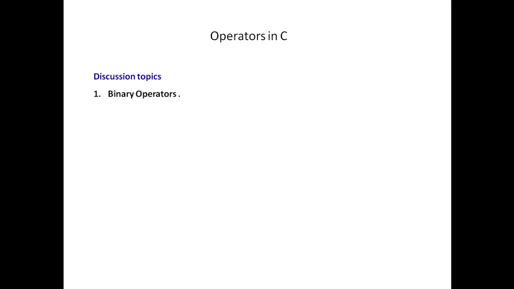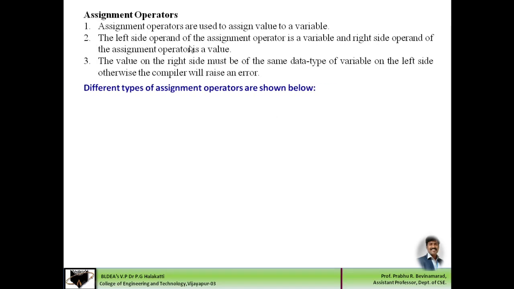In this video, I'm going to discuss binary operators, within that assignment operators and other special operators. Let us first discuss what is meant by assignment operators. Assignment operators are used to assign a value to a variable. The left side operand of the assignment operator is a variable and the right side operand is a value. So the right side value will be assigned to the left side variable.